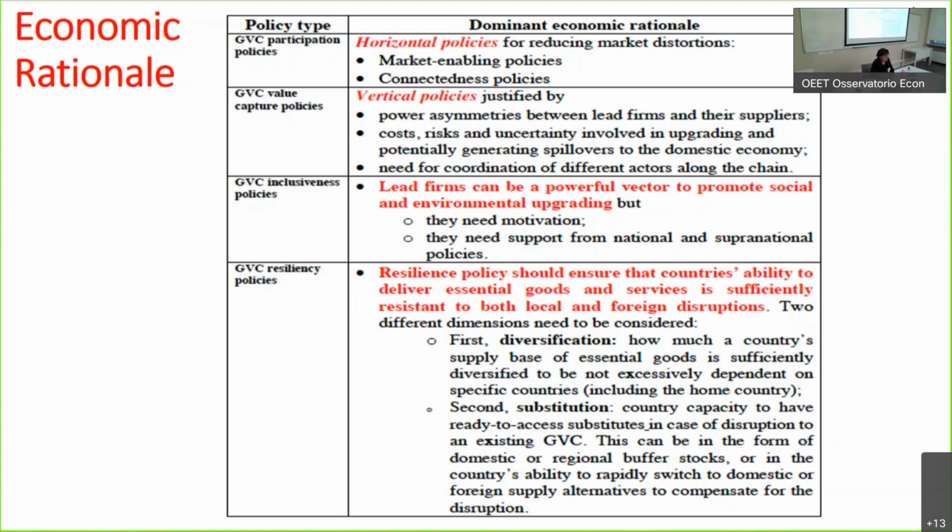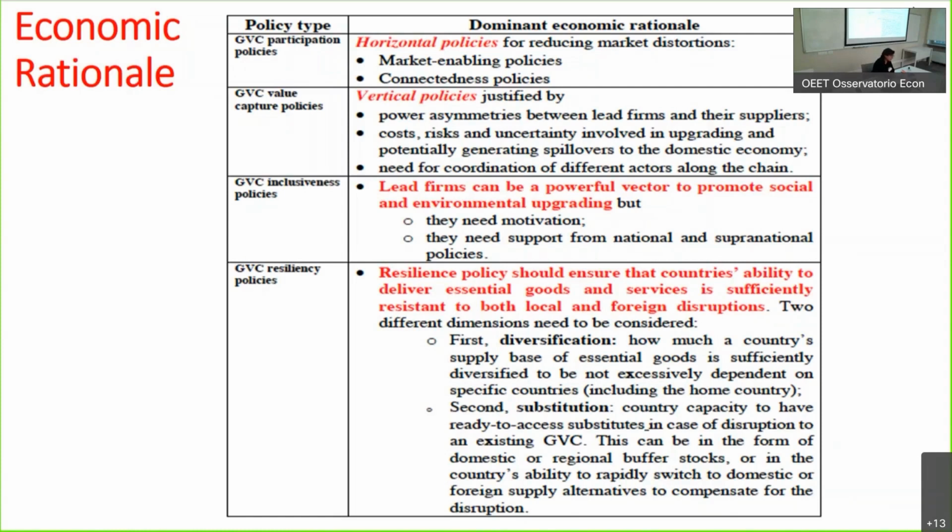They are also justified by the cost, risk, and uncertainty which are involved in the upgrading process, and also by the fact that this upgrading process is not only concerning the companies, the suppliers directly involved in GVC, but can also generate a spillover to the rest of the economy. And finally, there is clearly a problem of coordination of different actors along the chain.